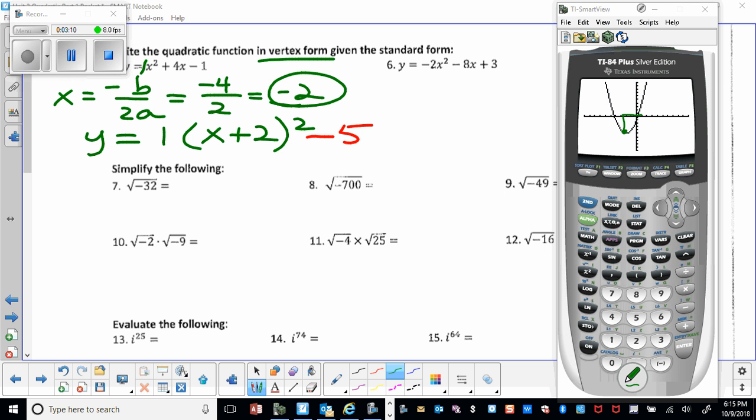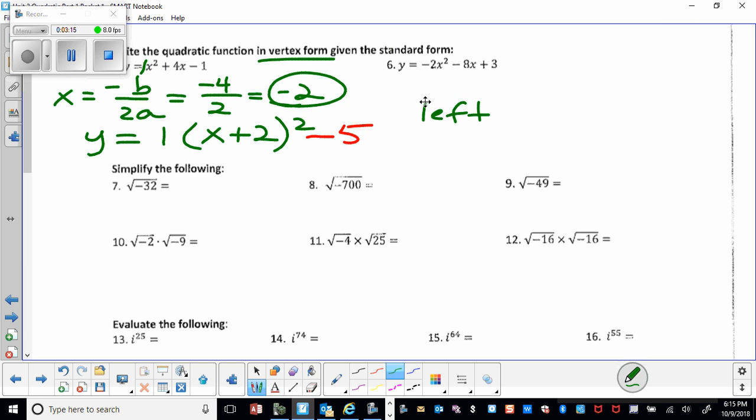Those are those transformations, right? Transformation-wise, that would be left 2, right? That's what this is, left 2. And then I've got my down 5. Okay, fantastic. Now let's try that again.